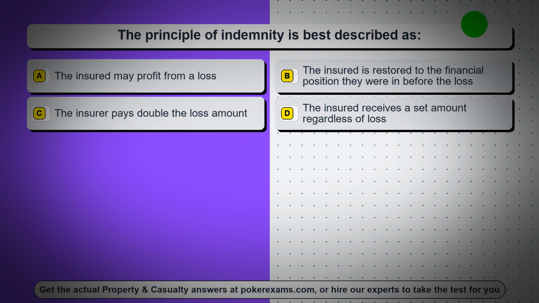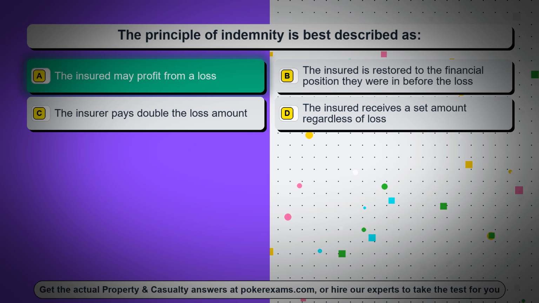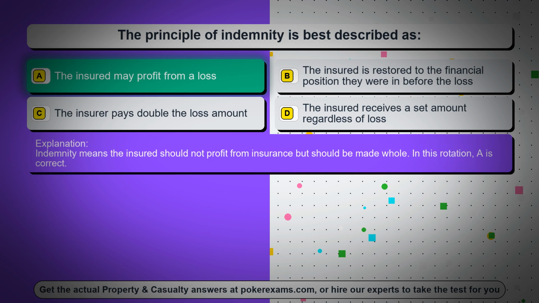Question 74. The principle of indemnity is best described as, option A, the insured may profit from a loss. Option B, the insured is restored to the financial position they were in before the loss. Option C, the insurer pays double the loss amount. Option D, the insured receives a set amount regardless of loss. The correct answer is option A, the insured may profit from a loss. Indemnity means the insured should not profit from insurance but should be made whole. In this rotation, A is correct.